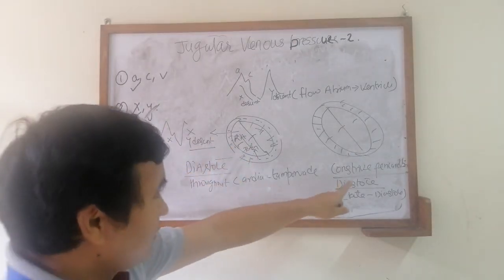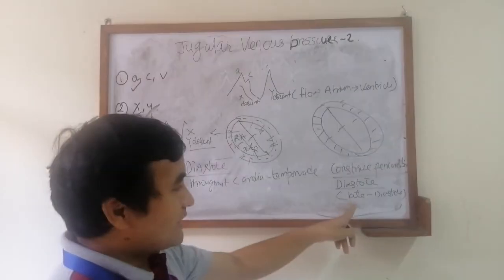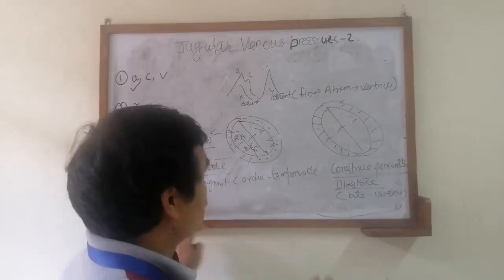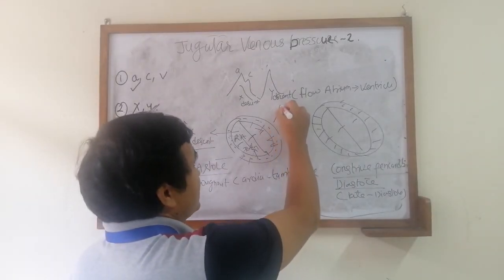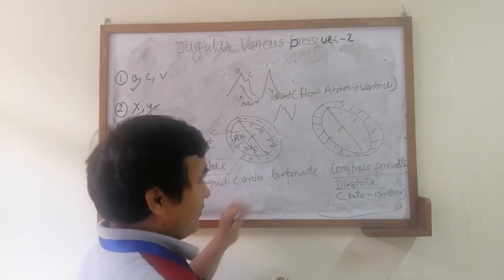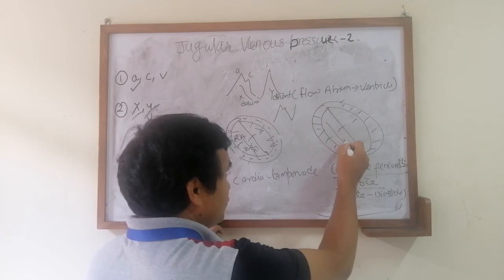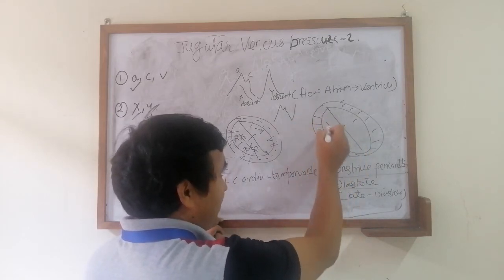In case of constrictive pericarditis, it will exert pressure only in the late diastolic phase. So there will be the A wave, the C wave, the V wave, but is there a Y descent or not? There will be a Y descent, because blood will flow from right atrium to the right ventricle.